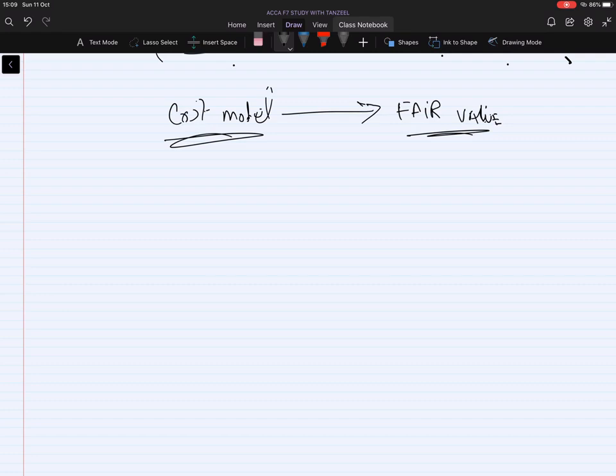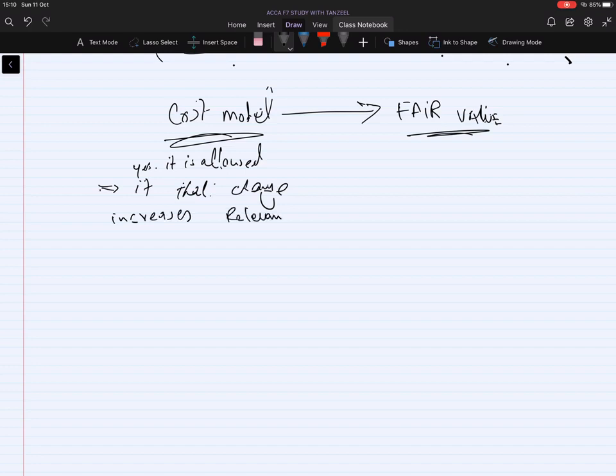Yes, it is allowed, but there is a condition: the change must increase the relevance, reliability, and presentation of the financial statements. It is allowed if that change increases relevance, reliability and presentation of the financial statements.